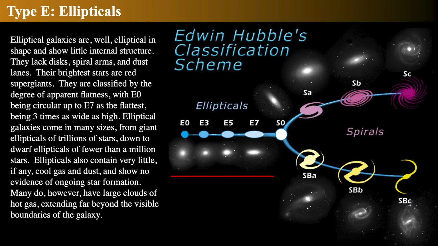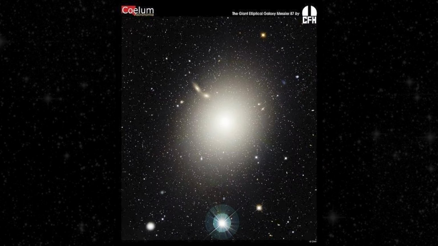So they may be very well embedded in very, very large X-ray cloud emitting gas. So that's interesting. All right, so this is a classic elliptical galaxy. It's a giant elliptical, and it's M87, and it's part of the Virgo cluster of galaxies. And this was taken by the CFH telescope at Mauna Kea.